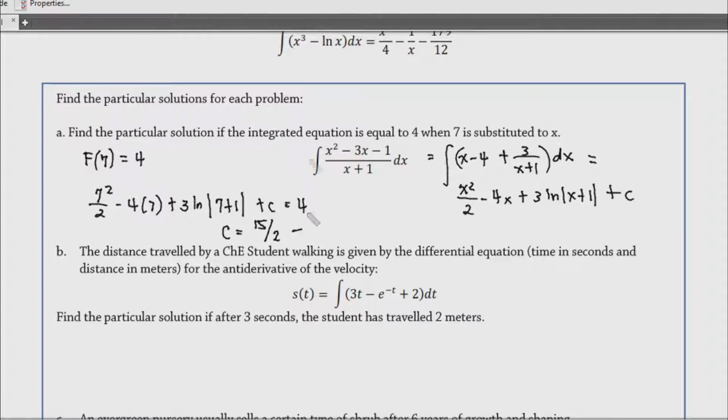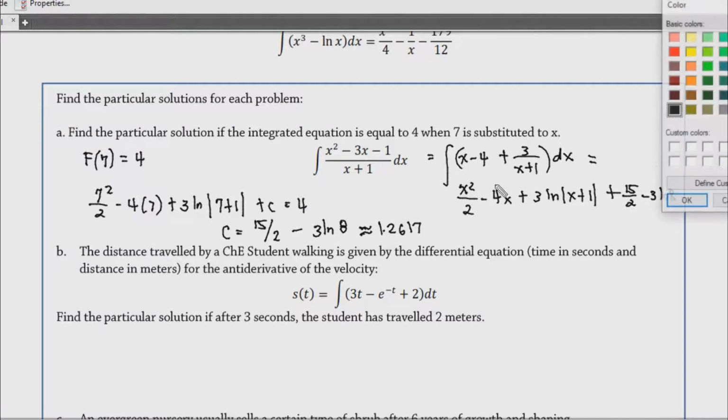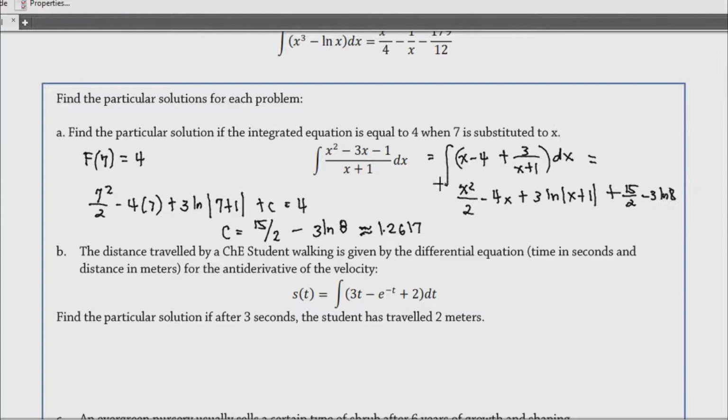Now, your c is equal to 15 over 2 minus 3 ln of 8. Now you can just use this c, or you can express this in decimal form. So that answer would be equal to around 1.26. So approximately equal lang to naman, 1.2617. Okay? So rewriting your particular solution, this should be written in terms of plus 15 over 2 minus 3 ln of 8. Okay? So this is your final expression for this problem, because it asks us about the particular solution.